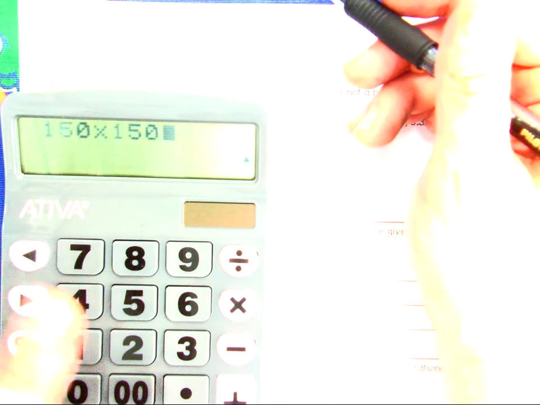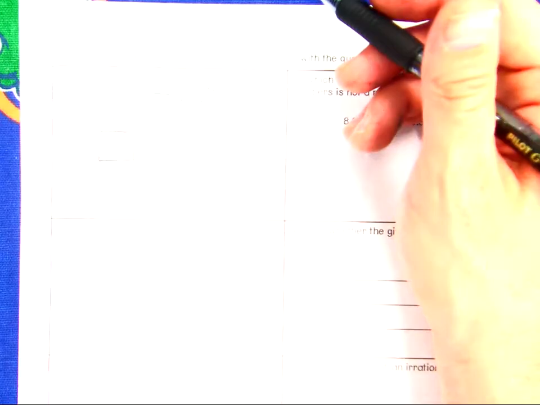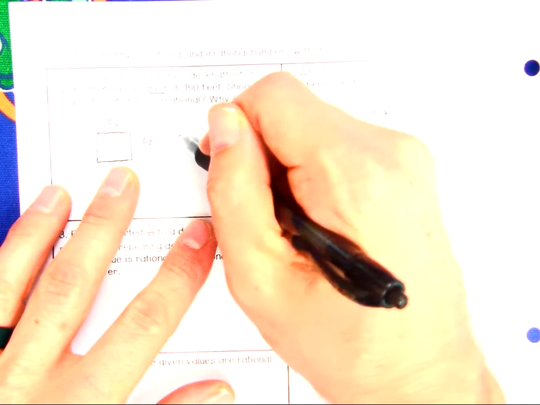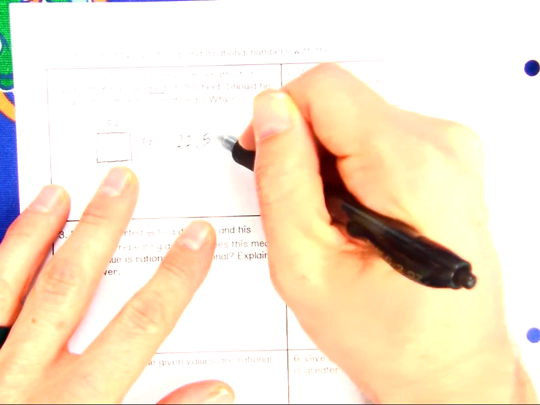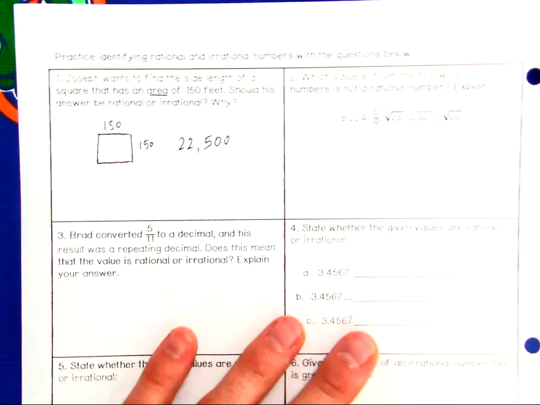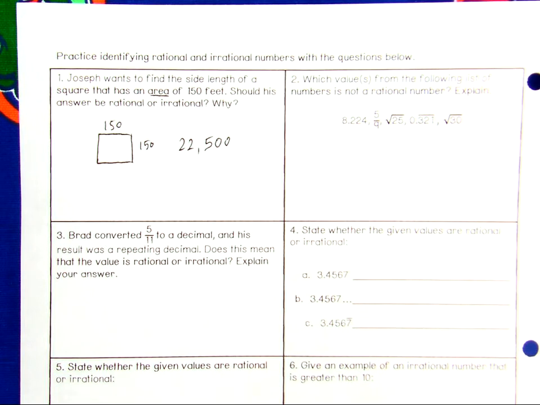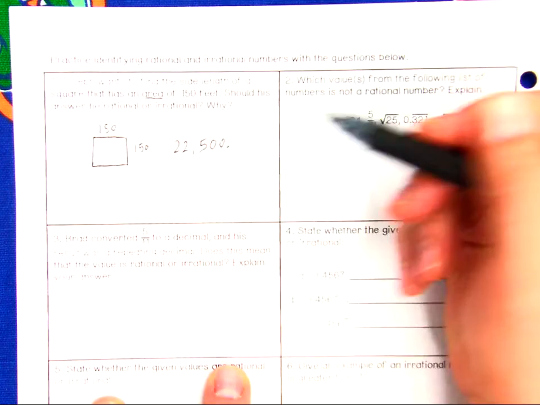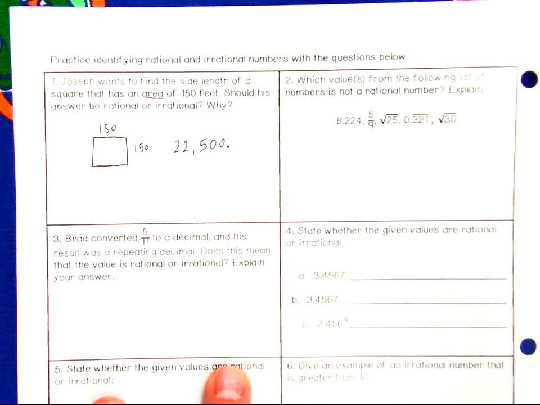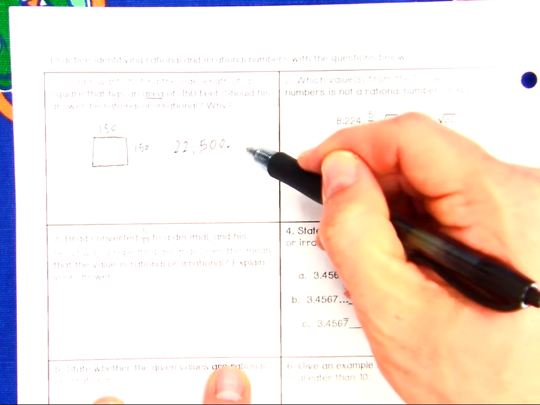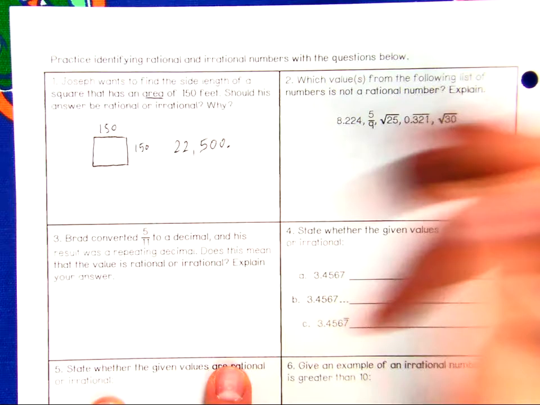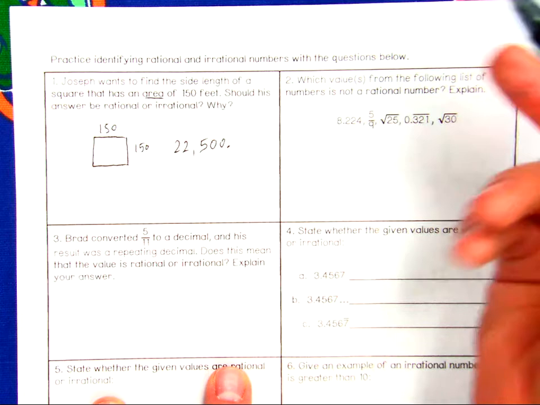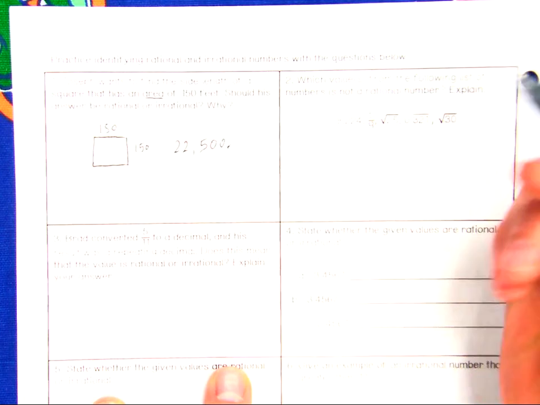Times 150. 22,500. Of course, that is rational. It's an integer. It's a large integer. Also, we talked about how it terminates. It ends right here. Irrational would be a number that goes on forever as a decimal, that does not repeat and does not terminate. This is rational. This is called an integer, and it terminates right here. So rational.